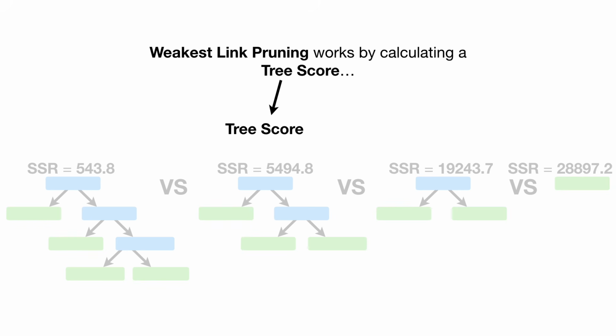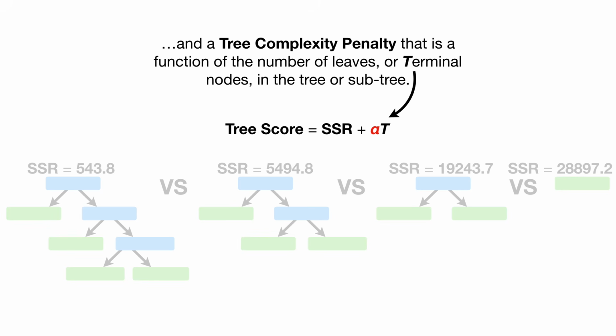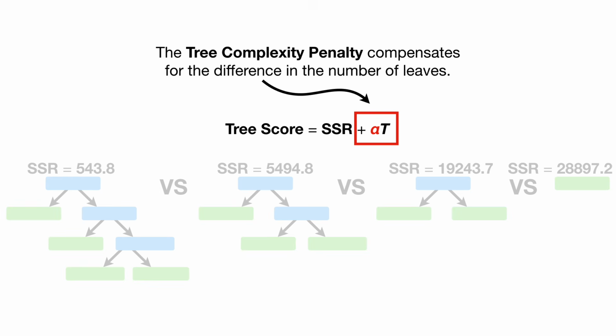Weakest link pruning works by calculating a tree score that is based on the sum of squared residuals for the tree or subtree, and a tree complexity penalty that is a function of the number of leaves or terminal nodes in the tree or subtree. The tree complexity penalty compensates for the difference in the number of leaves.